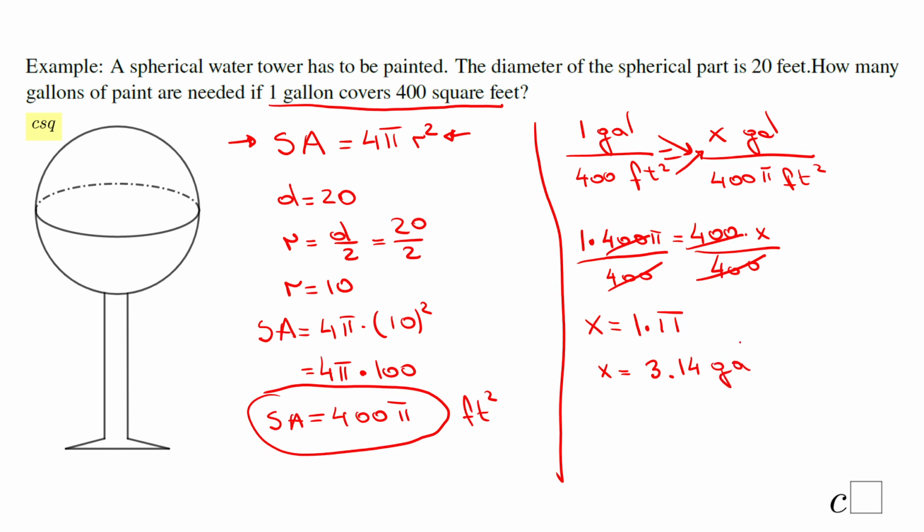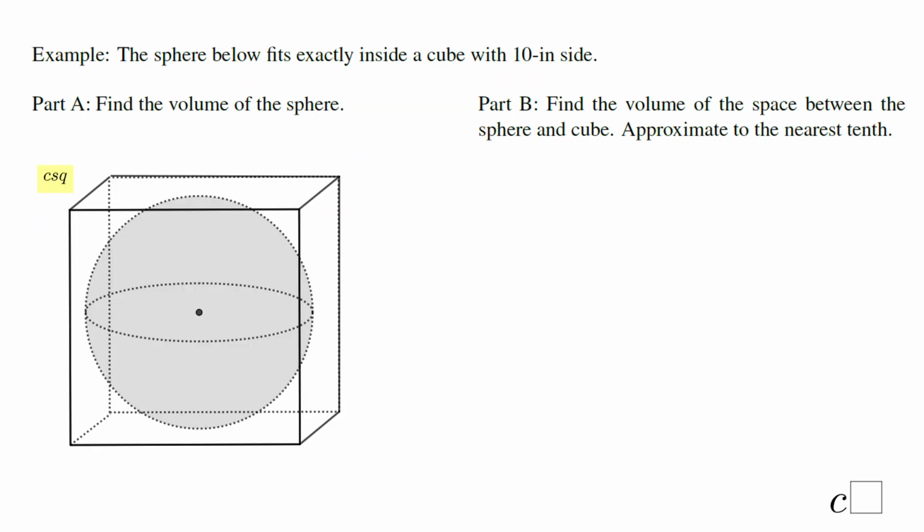Now obviously you cannot go to the store and buy just part of a gallon, so on this problem I'll round it up to 4 gallons. So in order to paint this spherical water tower, you need 4 gallons.